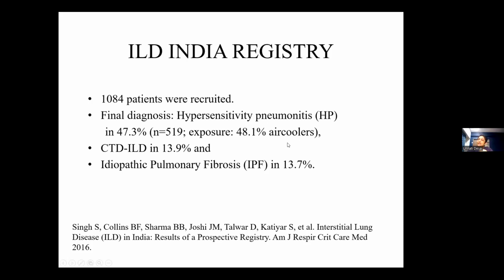At our center, when we analyzed our data, being probably a metropolitan city, we mimicked the West. We still saw HP as the second predominant ILD. Our first predominant ILD was IPF. However, when the whole of the ILD India Registry showed the results, HP was the predominant ILD. The next was CTD-related ILD, and IPF was seen in 13.7% of patients.